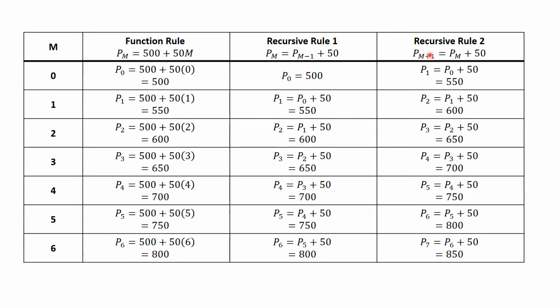The last column is also a recursive rule, but this one says that the population in the upcoming minute, m plus 1, will be the population in the current minute, P sub m, plus 50. We are essentially predicting a future population value based on what we know right now.